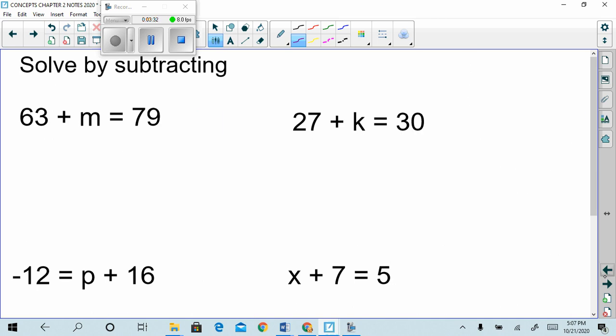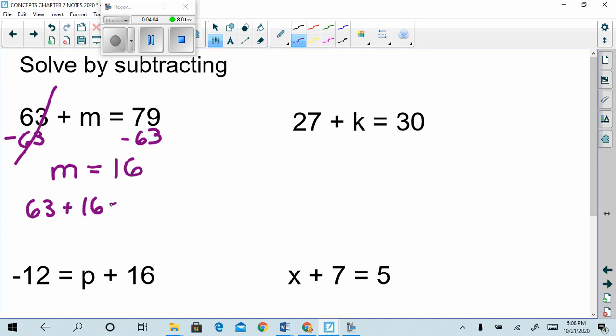Now let's look at the inverse. We're going to be subtracting because the inverse of addition is subtraction. So once again, I have a positive 63, 63 plus m. I'm going to subtract 63 on both sides. Additive inverses cancel out. I'm left with m, which was my goal, to isolate my variable, and then all I need to do is subtract. If I plug that back in and I see 63 plus 16, if I add this up, I get 79 and it checks.